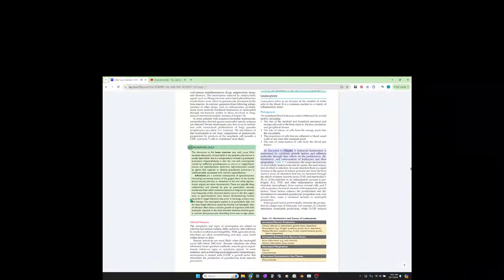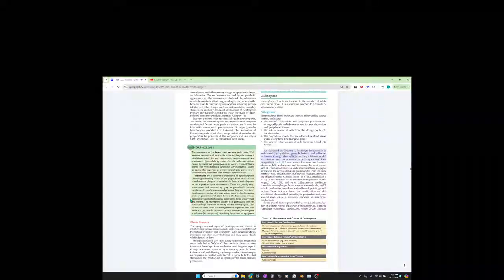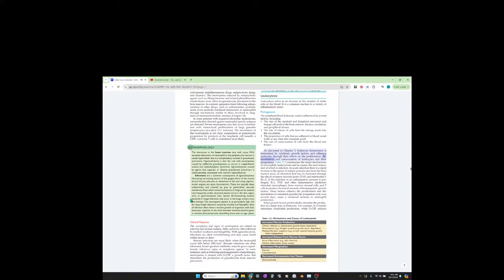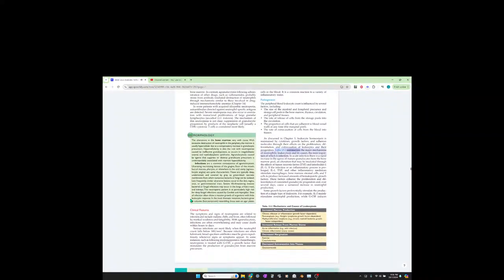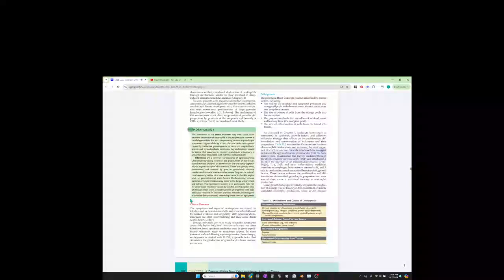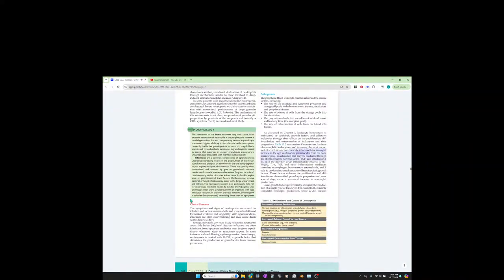As discussed in Chapter 3, leukocyte homeostasis is maintained by cytokines, growth factors, and adhesion molecules through their effects on the proliferation, differentiation, and extravasation of leukocytes and their progenitors. Table 13.2 summarizes the major mechanisms of neutrophilic leukocytosis and its causes, the most important of which is infection. In acute infection, there is a rapid increase in the egress of mature granulocytes from the bone marrow pool, an alteration that may be mediated through the effects of tumor necrosis factor and interleukin-1.